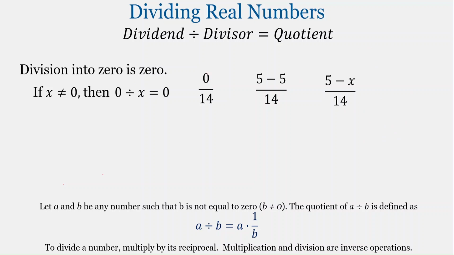So let's practice a few of these. 0 divided by 14, well, that's 0. 5 minus 5 over 14, so that's 0 over 14. And so therefore that's 0 as well. In this last example, if x is equal to 5, we'd have 5 minus 5 all over 14. This is 0 over 14, and this is 0.